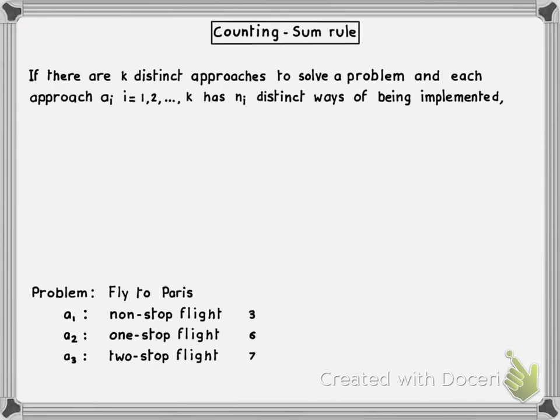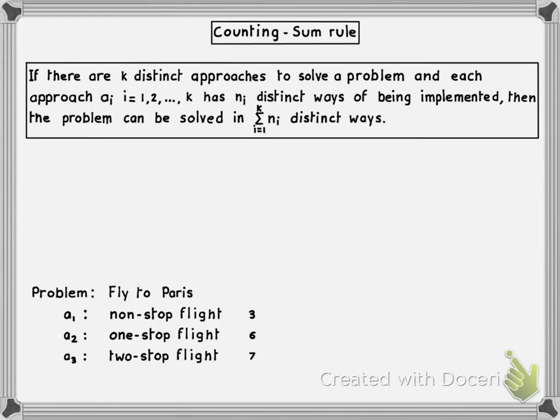So now the question is, how many ways do you have for solving this problem? And the sum rule states that there are exactly this many ways of solving the problem. And remember, this summation notation is just the sum of all the n sub i's for i equals 1 to k, where k is the number of approaches. So in our example here, the total number of ways to solve this problem of flying to Paris is just the sum of 3, 6, and 7, which is 16 choices.